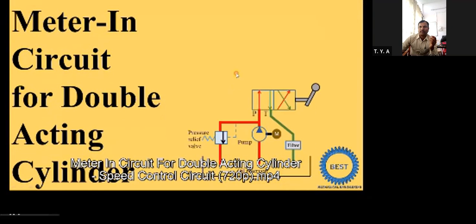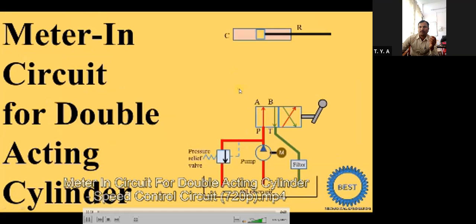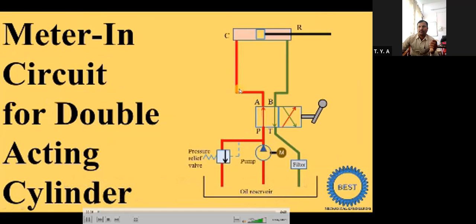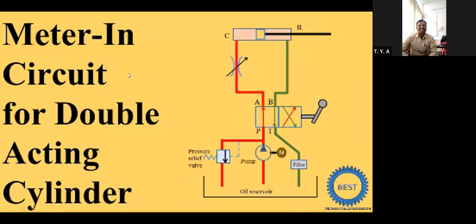In this video, I explain the meter in circuit for double acting cylinders. Meter in circuit is one type of speed control circuit. In a speed control circuit, there are three types of circuit. First one is meter in, second one is meter out, and third one is the bleed off circuit.